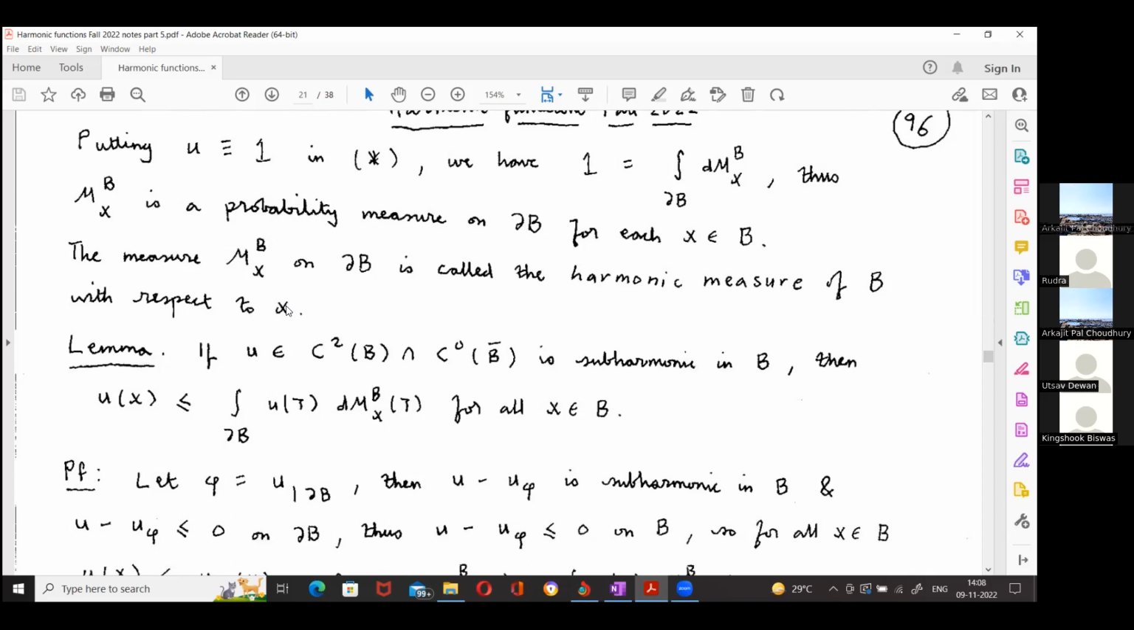So today we'll prove a couple more properties of these harmonic measures. First of all, if u is C2 on the ball and C0 on the closure and is subharmonic in the ball, so that means the Laplacian of u is greater than or equal to 0, then for any x in the ball, u(x) is less than or equal to the average of u over the boundary of the ball with respect to the harmonic measure based at x. For a harmonic function, we have equality here. For a subharmonic function, we have this inequality.